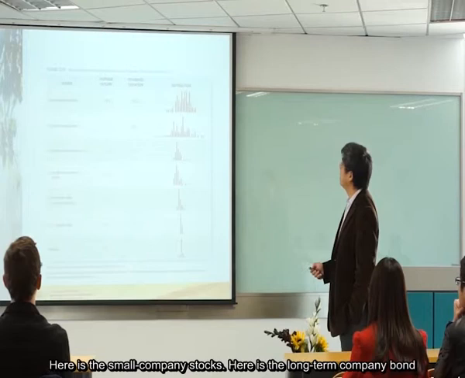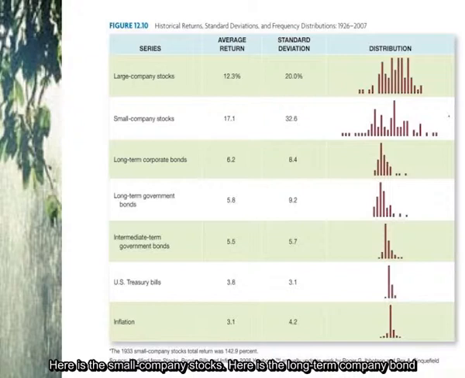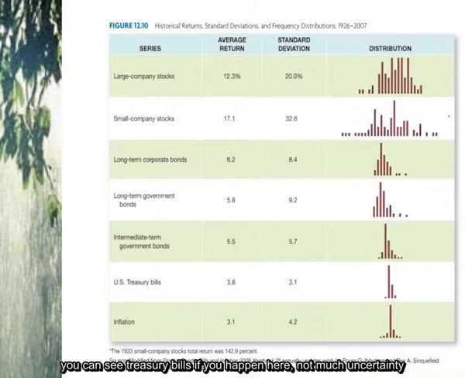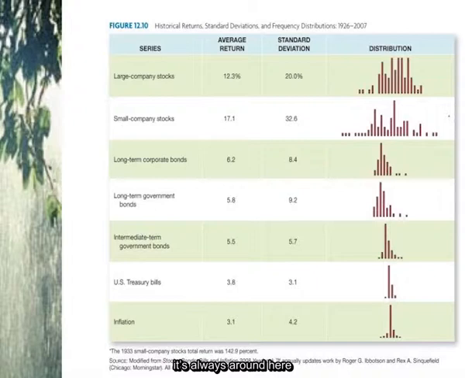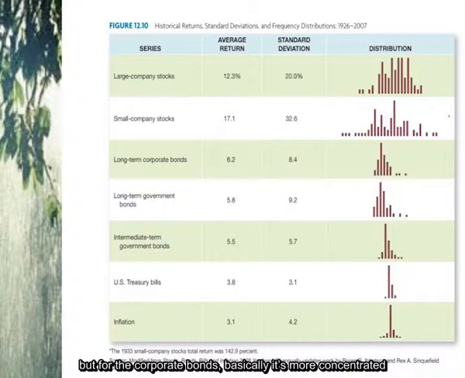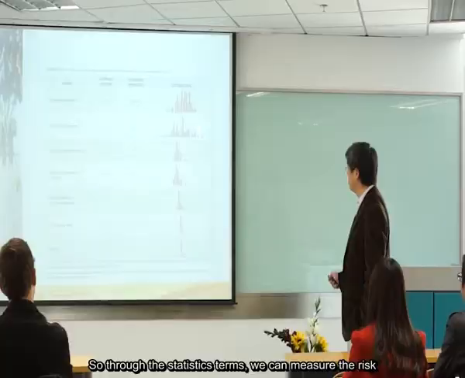Here are the small company stocks. Here are the long-term corporate bonds. Here are the U.S. Treasury bills. You can see very clearly if you have a good understanding of statistics. Treasury bills will happen here, not much uncertainty. It's always around here. Small company stocks happen randomly, almost, so you cannot expect it all to happen here. But for the corporate bonds, basically it's more concentrated. So through statistical terms, we can measure the risk.